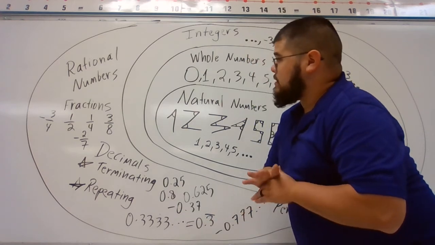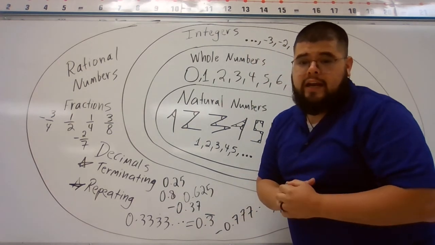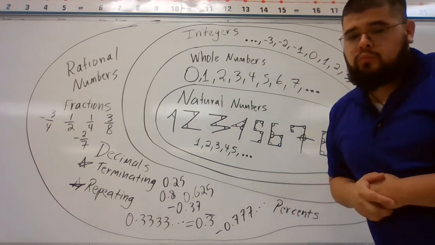Now, there is another set of numbers called irrational numbers. We'll talk about those later. But right now, this is what we're going to be dealing with, the real number system.